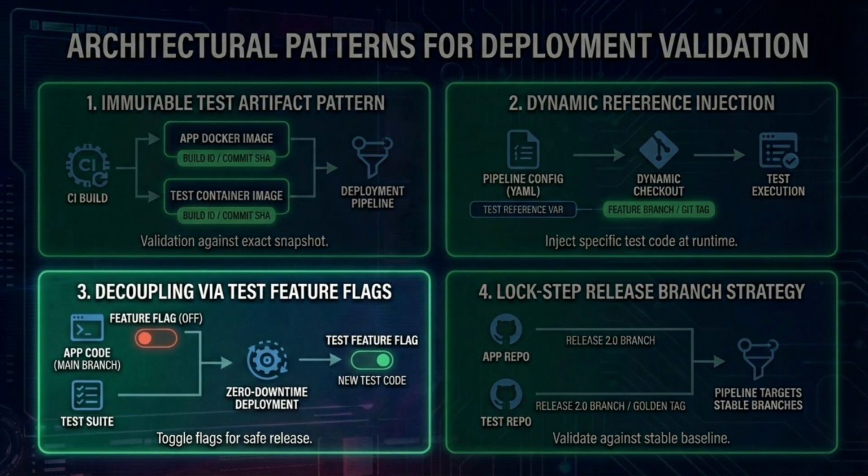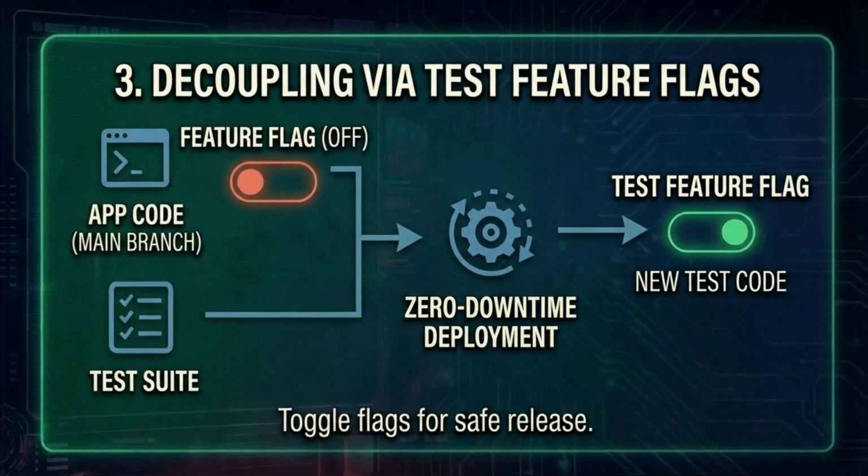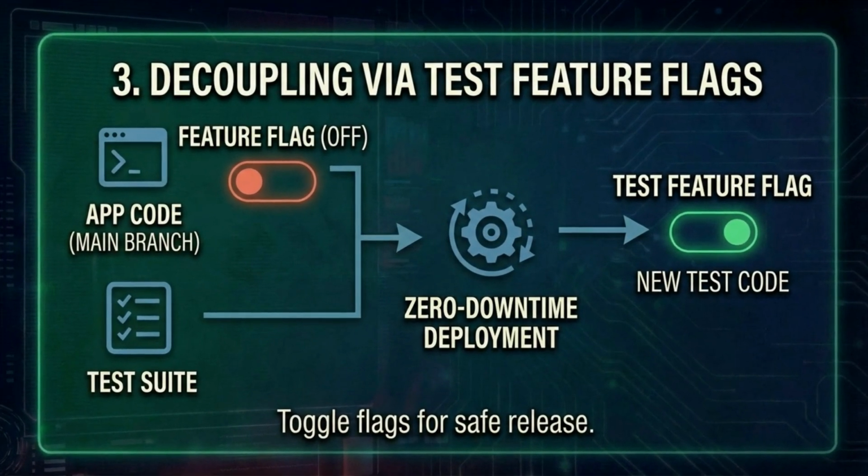Third, decoupling via test feature flags. This is the industry standard for zero downtime deployment. New application code is merged to main, but wrapped in a feature flag effectively disabled. This allows your existing regression suite to pass as the new behavior is unreachable. You release the binary safely. Once the corresponding test automation is merged to main days later, you toggle the flag on.